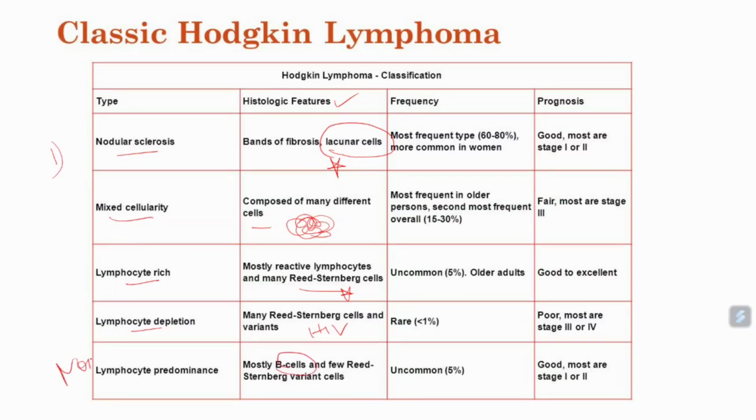In lymphocyte predominance, mostly B cells are seen. This is non-classical. In the classical ones, Reed-Sternberg cells are very commonly seen. In non-classical, if they are seen at all, only popcorn cells are seen. If Reed-Sternberg cells are not seen, B cells are dominant here. B cells and popcorn cells are particularly seen in lymphocyte predominant non-classical Hodgkin's lymphoma. These are important points we have to remember.